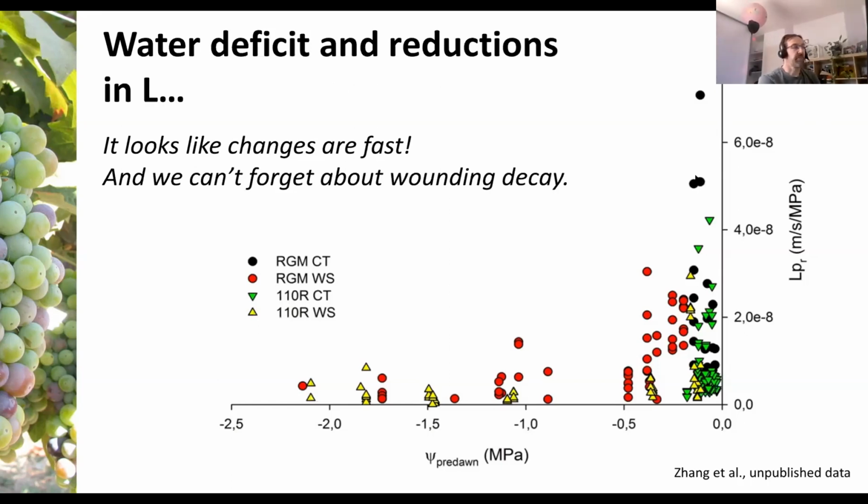And there's no reason to think that wounding decay should act the same depending on all water statuses. It could be that under well-watered conditions, you get way more wounding decay than you would under water deficit. This could be because aquaporins have a disproportionately large contribution under well-watered circumstances. There's reasons why you would think this. But anyway, regardless of these caveats and these difficulties with interpreting what we're looking at, it looks like the changes are really fast.